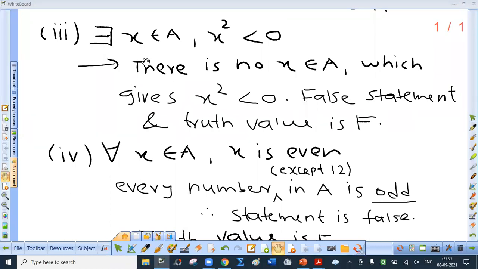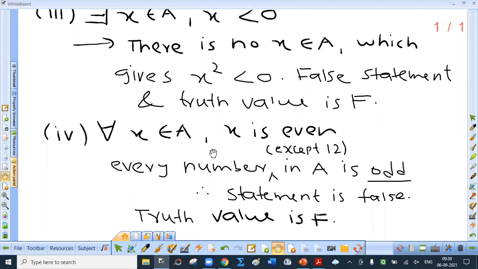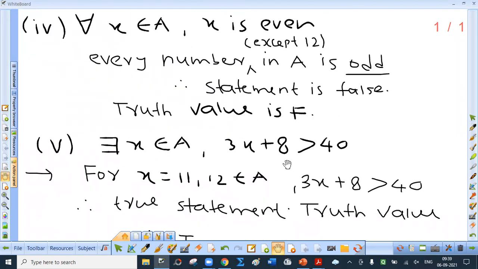So third one, there exists at least one x belonging to A for which x square is less than 0. Now, how can a square be negative? So this is a false statement. Its truth value is F. Fourth one, for all x belonging to A, x is even. Now every number except 12 in the set A is odd. So the statement is false. So the truth value is F.